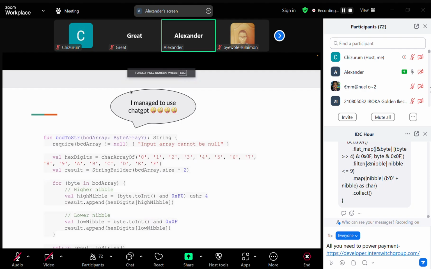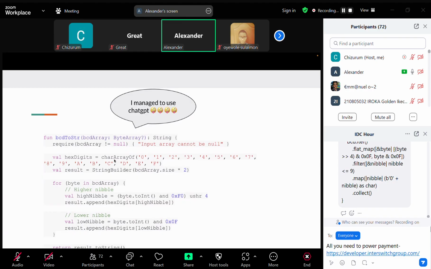So this is my solution, or the one I copied from Google or Stack Overflow. I created a character array from 0 to 15, which represents the hexadecimal values for those decimal numbers. Then I created a result and made its size two times the size of the byte array. And then I did what Joseph did.